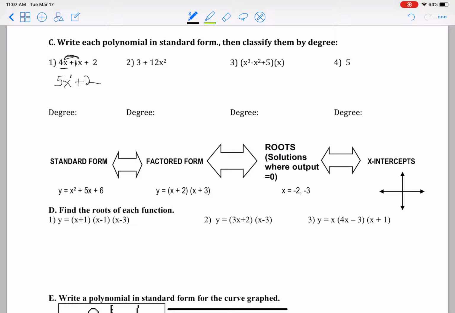All right, this second one, I just need to flip these around. Standard form would tell me to put this in 12x squared plus 3.